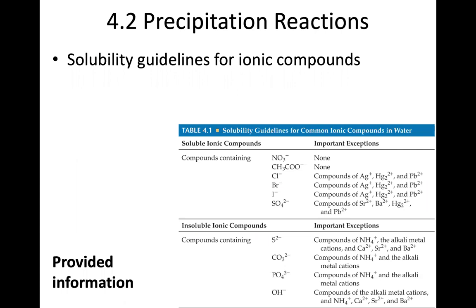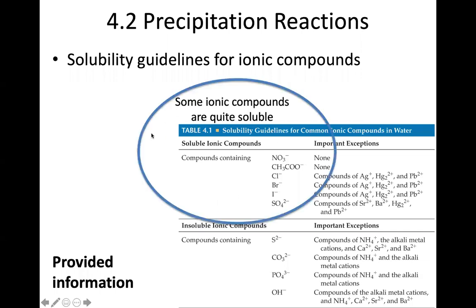So last time we mentioned one type of provided information. That was the activity series. Here's another table that we want to understand how to use. These are solubility guidelines for various ionic compounds. So let's look at the details on this. It's listed here at the top.